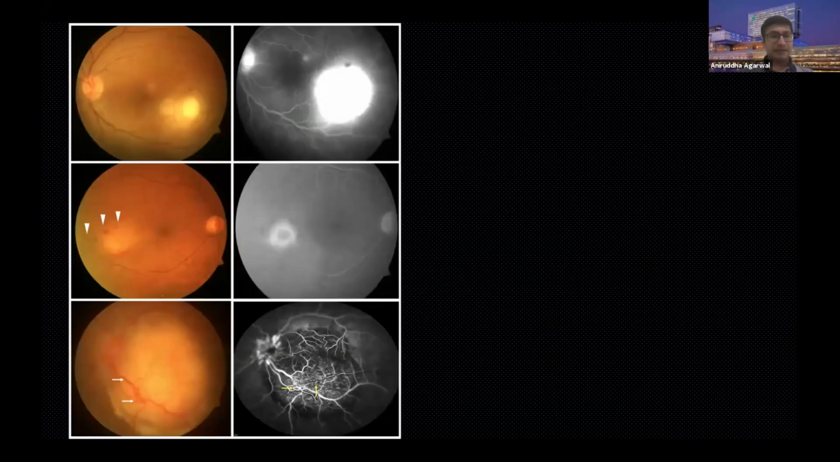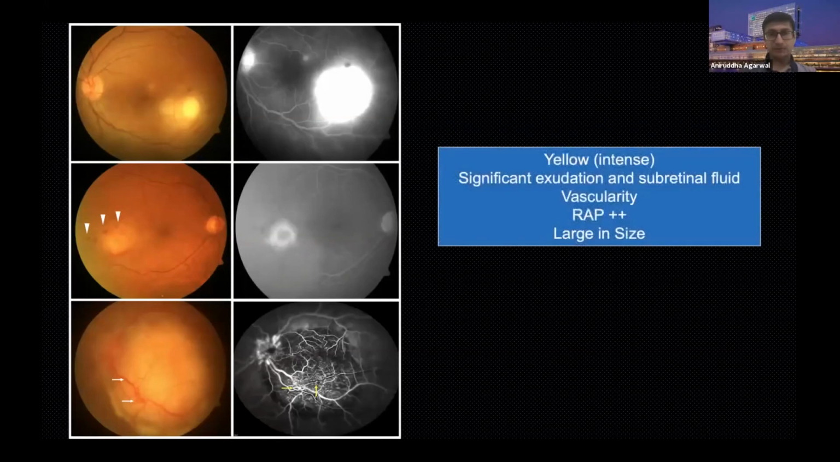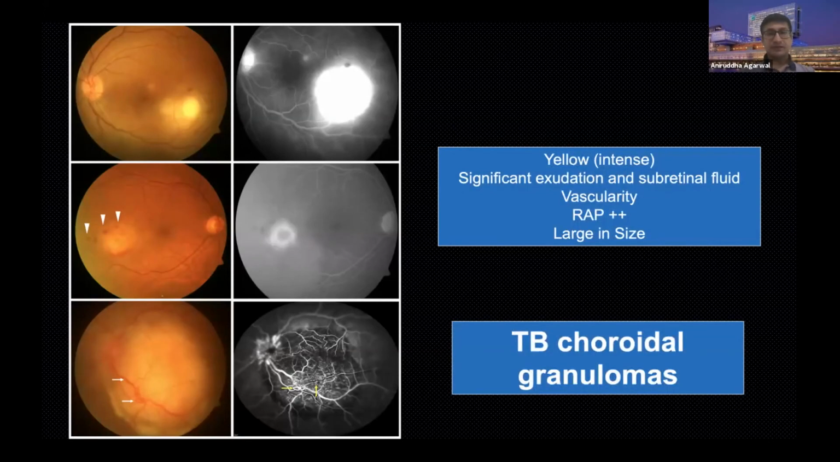This is a typical patient of TB choroiditis, and we realize that TB and sarcoid can be very different when you do imaging, especially OCT and fluorescein angiography. Patients with TB granulomas tend to have very large, yellow lesions, with a lot of vascularity on the surface, and they tend to have retinal angiomatous proliferation. These are typical for TB choroidal granulomas.